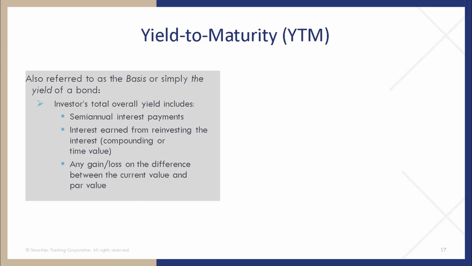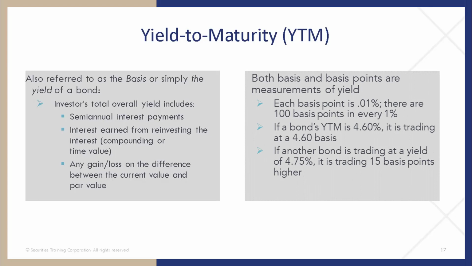And 3, any gain or loss on the difference between the value of what I paid or the current value and the par value. So for example, if I paid $1,050, I'm only going to receive $1,000, this is a $50 loss. If I paid $900, that extra $100 I make at maturity is the third part of the differential.